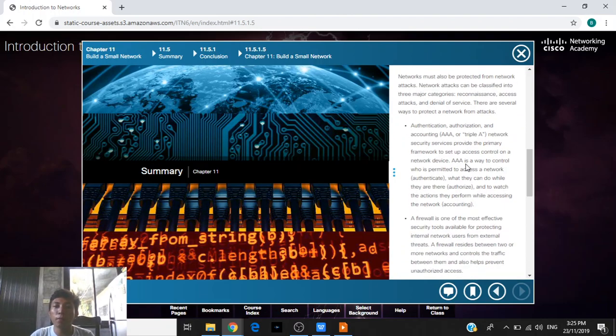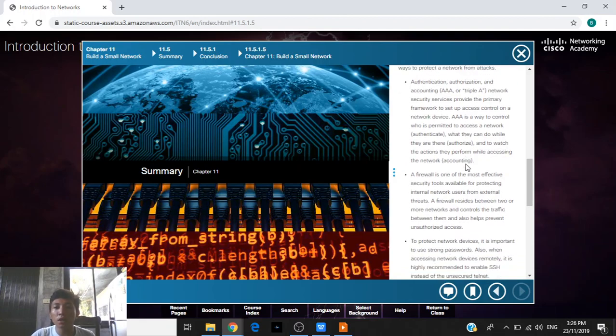The network must also be protected from network attacks. Network attacks can be classified into three major categories: reconnaissance, access attacks, and denial of service. There are several ways to protect a network from attack. Authentication, authorization, and accounting, or AAA, network security services provide a primary framework to set up access control on network devices. AAA is a way to control who is permitted to access a network (authentication), what they can do while they are there (authorization), and to watch the actions they perform while accessing the network (accounting).